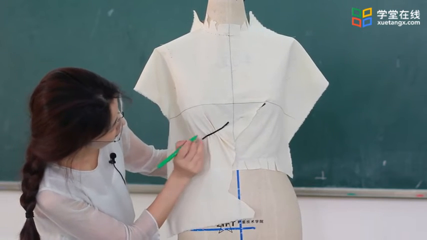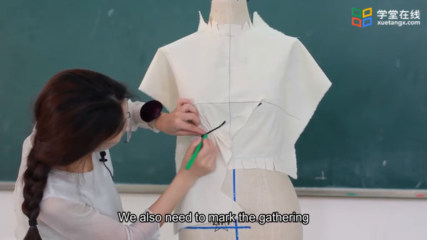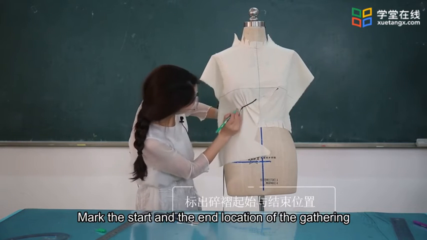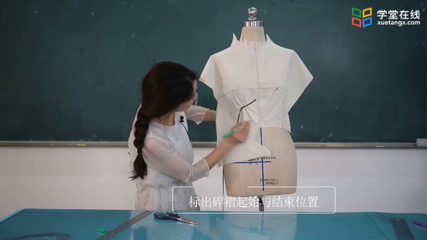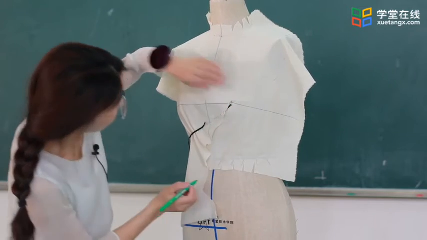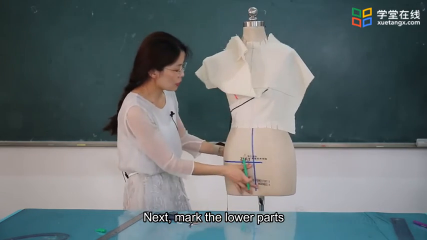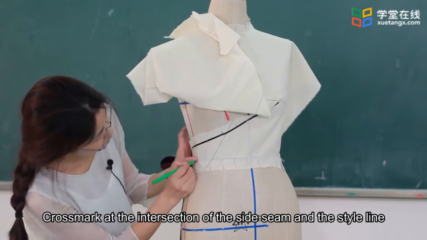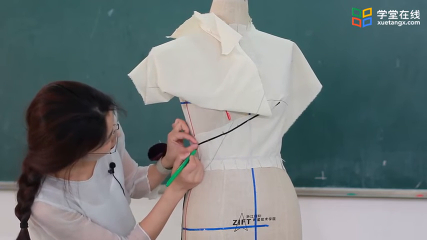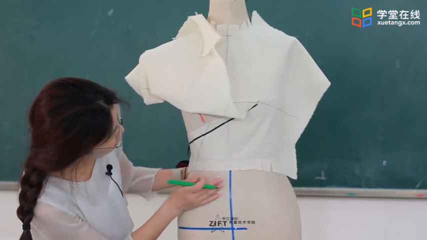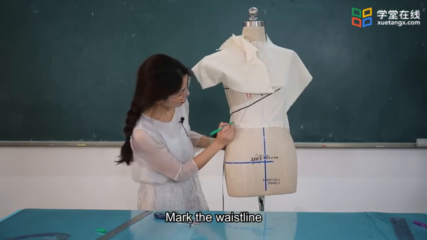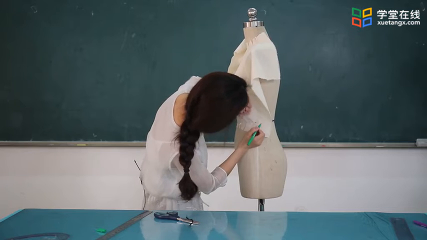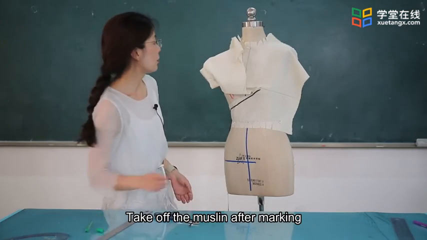Dot along the style line. We also need to mark the gathering. Mark the start and the end location of the gathering. Next, mark the lower parts. Cross mark at the intersection of the side seam and the style line. Mark along the style line by continuous dots. Mark the waistline. Take off the muslin after marking.